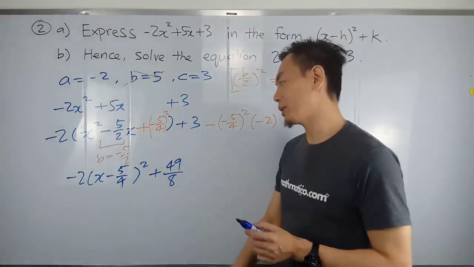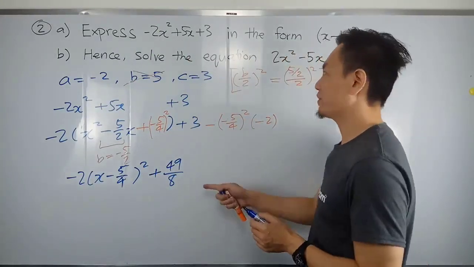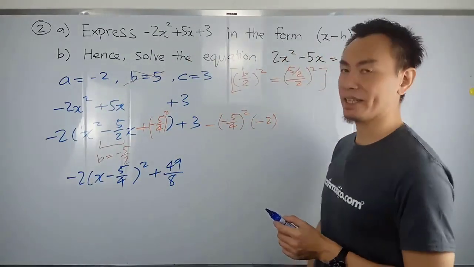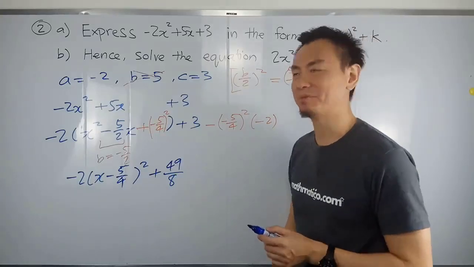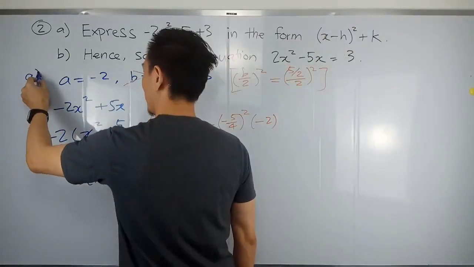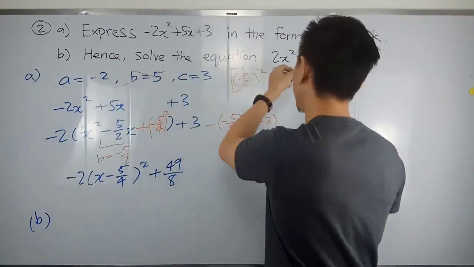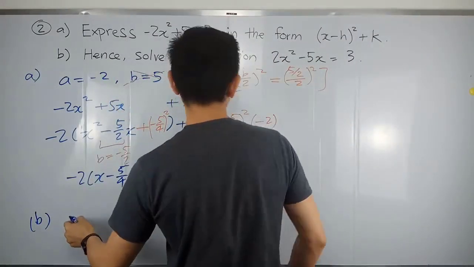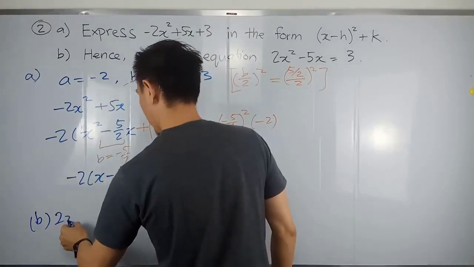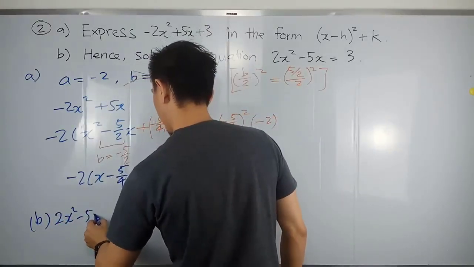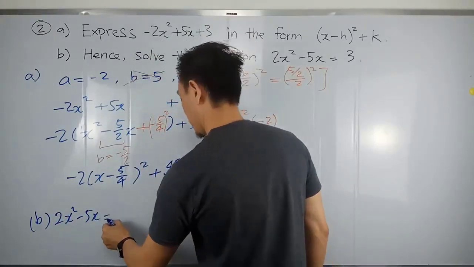Alright, so the completing the square is done. We have the expression in the form x minus h bracket square plus k. And so this is part A. Let's do part B now. Part B says hence solve this equation. We start off with what's given, 2x squared minus 5x is equals to 3.